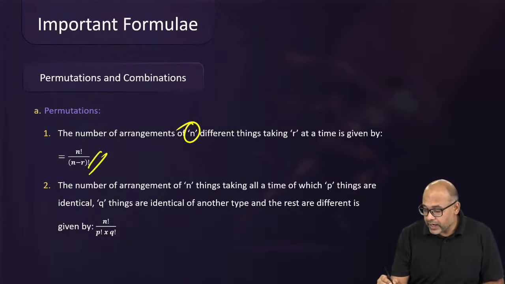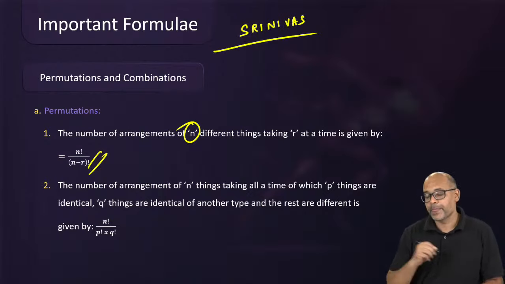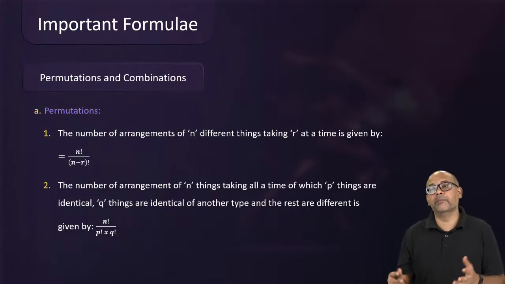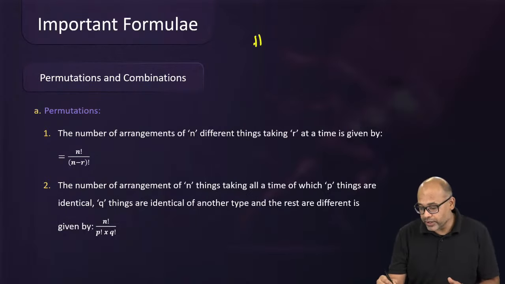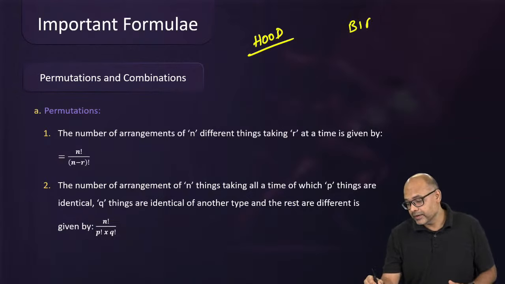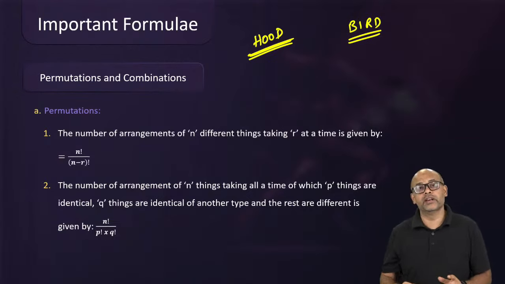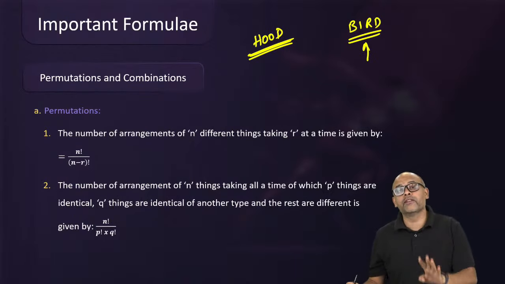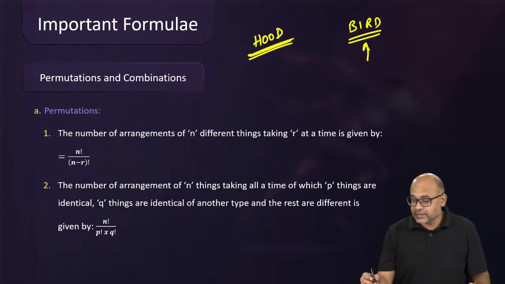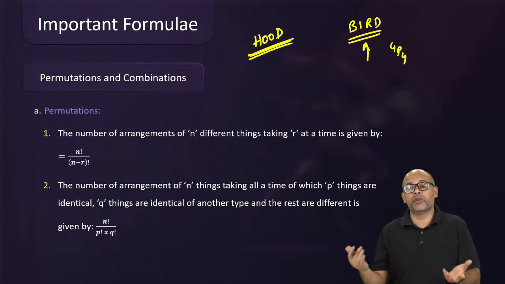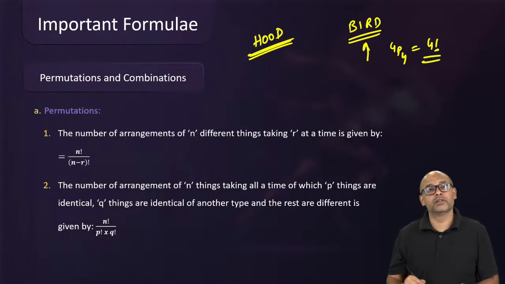So let's take this. My name is Srinivas. Actually, mine is a bigger name. Let me take a smaller name, Robin Hood. So let me take Hood, right? And compare this with BIRD. 4-lettered word here, 4-lettered word here. If I ask you, how many ways can you form a 4-lettered word using the letters BIRD? The answer is you will get 4P4, because out of the 4 things you have to arrange all 4, so it is 4P4, which is nothing but 4 factorial, correct?